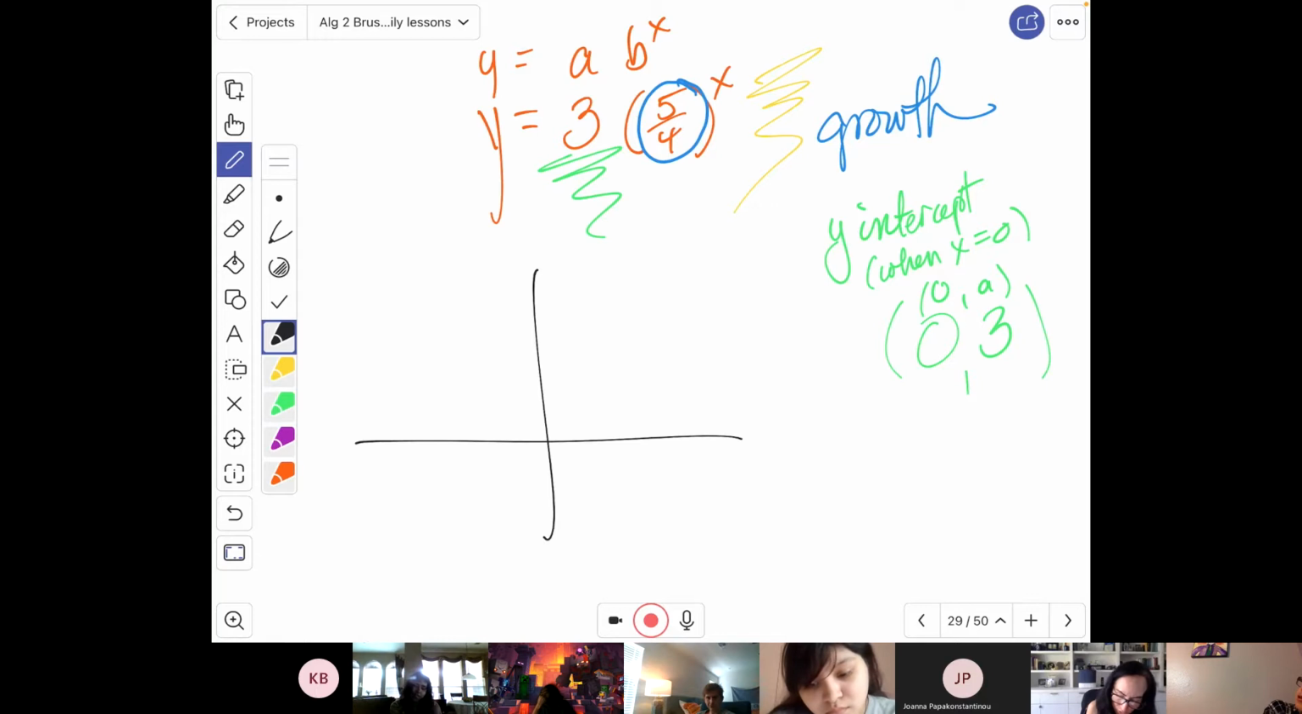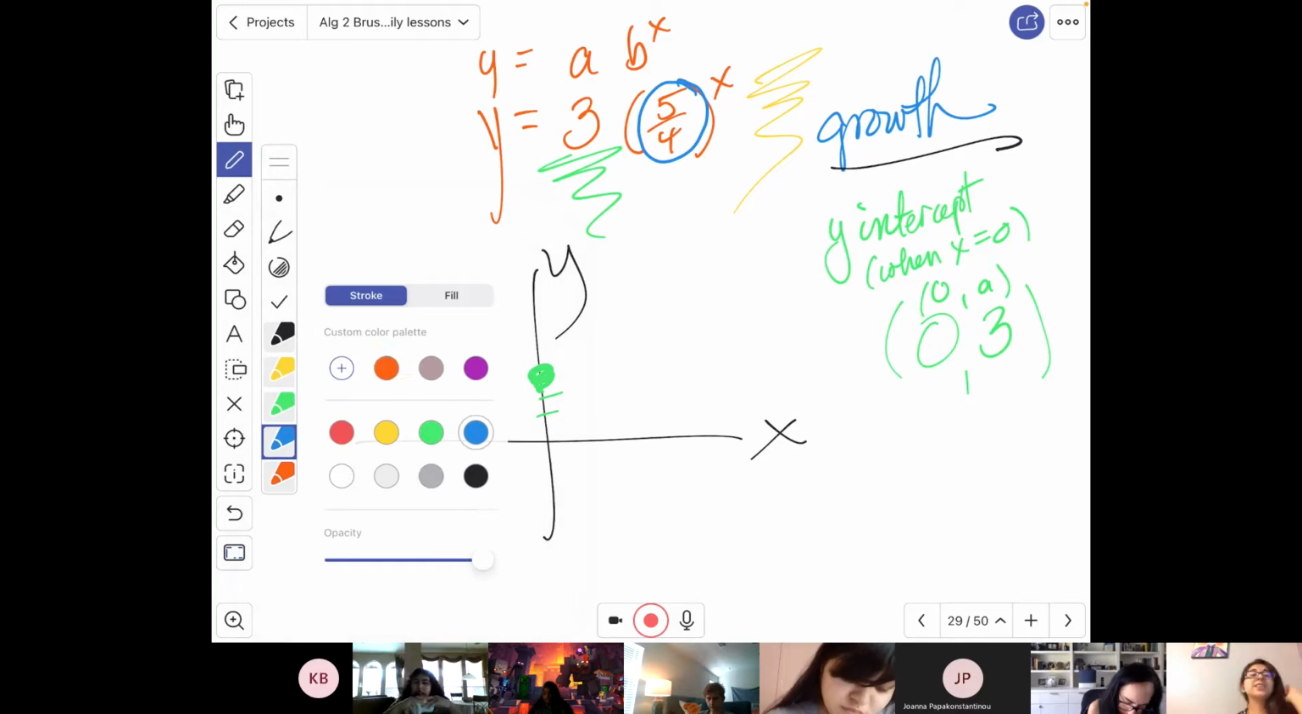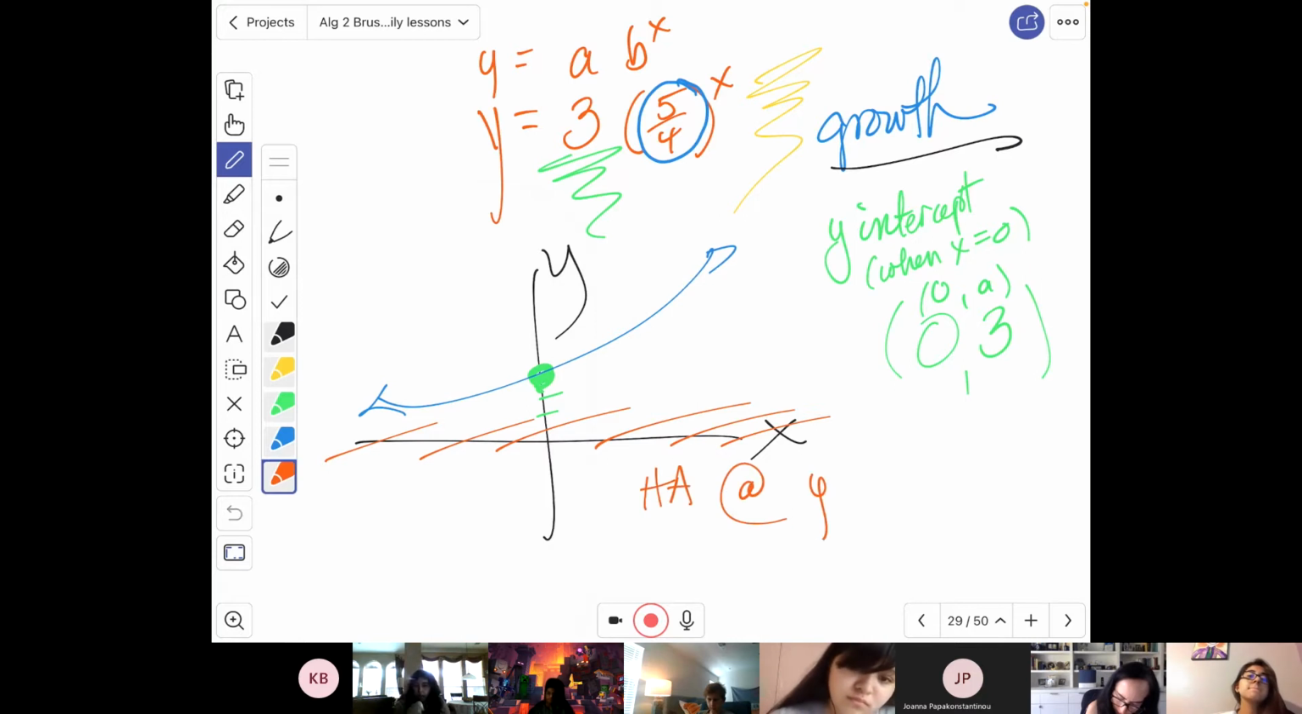Does that make sense? So I could do a quick sketch and I could say that this is growth. It crosses at 0, 3. So it looks like this, with a horizontal asymptote at y equals 0. You see how we can quickly identify that? We okay with that?